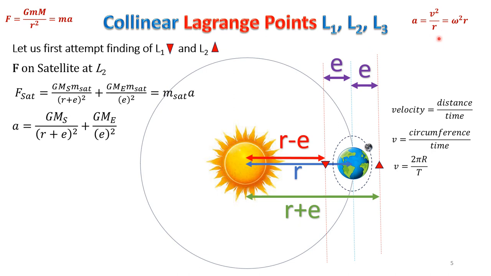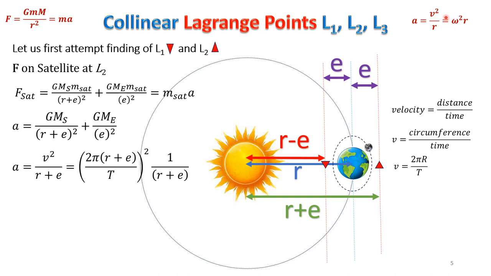In the orbital motion, the acceleration is expressed by v square upon r, where r is the radius of the orbit and v is the velocity involved. So acceleration a is equal to v square upon (r plus e). Now velocity we can write as distance upon time. So the distance that is described is always 2 pi r.